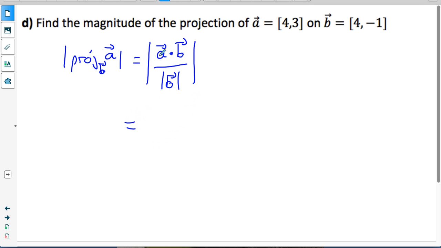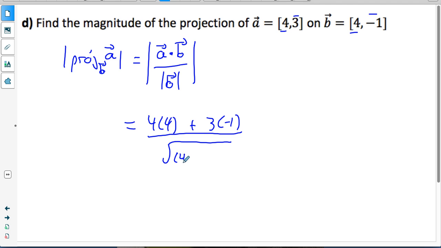So let's start by finding the dot product of vector A and B. So multiply the x components plus multiply the y components: 4 times 4 plus 3 times negative 1. And this needs to be divided by the magnitude of vector B. And to find the magnitude of a vector, you do the square root of the sum of the squares of its x and y components. So for vector B, the x component is 4, so I would have to do 4 squared, plus the y component squared, so negative 1 squared. And I want the absolute value of this.